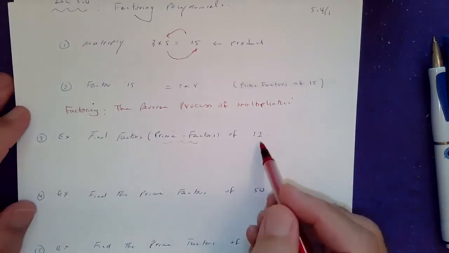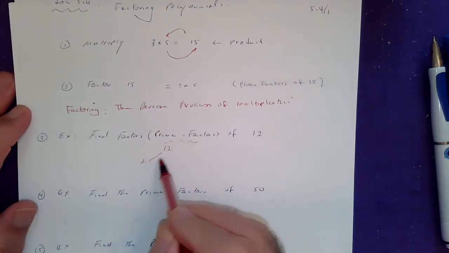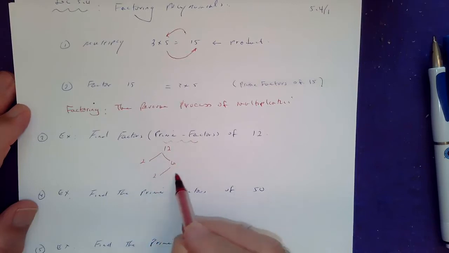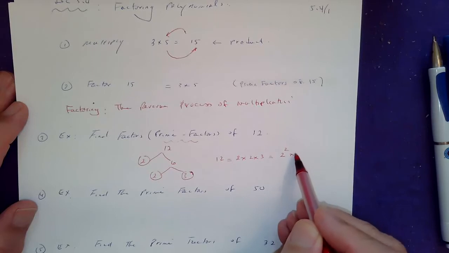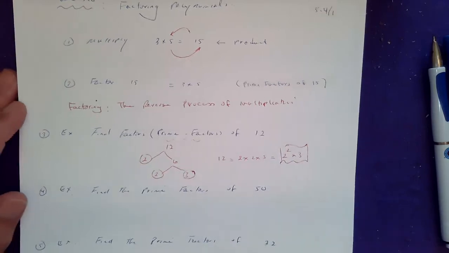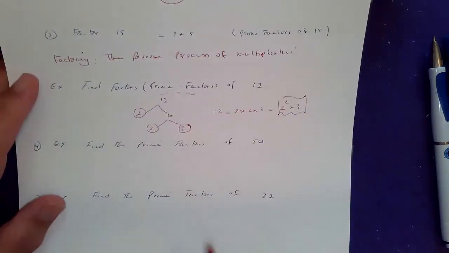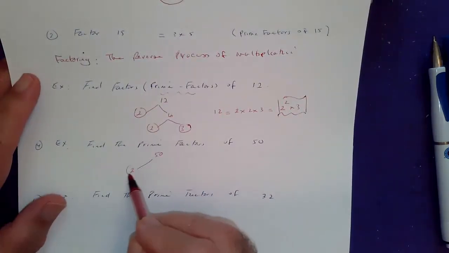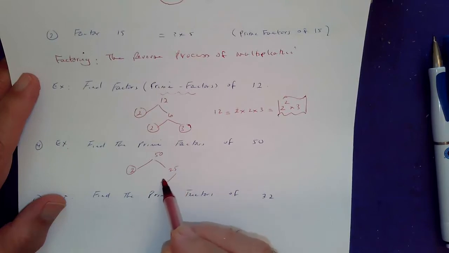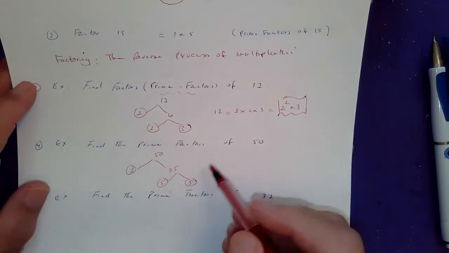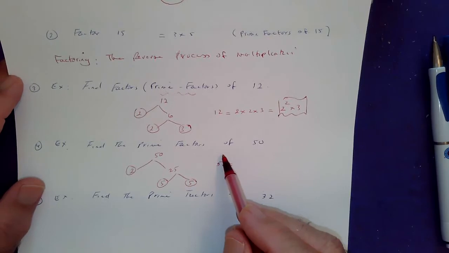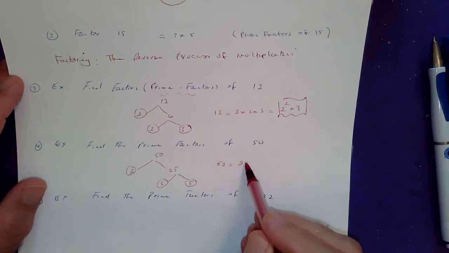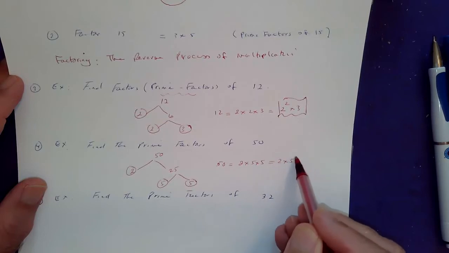So what would be the factors of 12? Well, 2 goes into 12 6 times, and 2 goes into 6 3 times. So therefore the prime factors of 12 are 2 times 2 times 3, which is 2 squared times 3. There you have it. What are the prime factors of 50? Okay, 2 goes into 50 25 times, and 5 goes into 25 5 times. So the prime factors of 50 are 2 times 5 times 5, which is 2 times 5 squared.